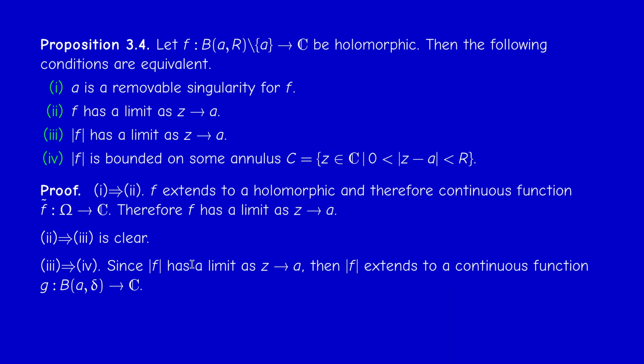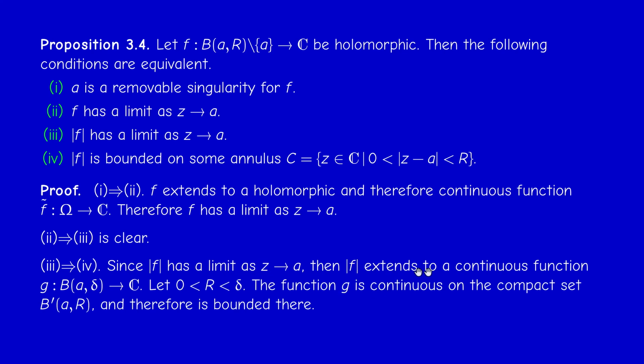If modulus of f has a limit, then modulus of f extends to a continuous function that I call g on a neighborhood, a disk of radius delta. So delta should be less than R. So it's a disk inside the punctured disk, or a disk inside the disk. So this function is continuous on the compact set, the closed disk of radius delta, and therefore it's bounded. Okay, so 3 implies 4.